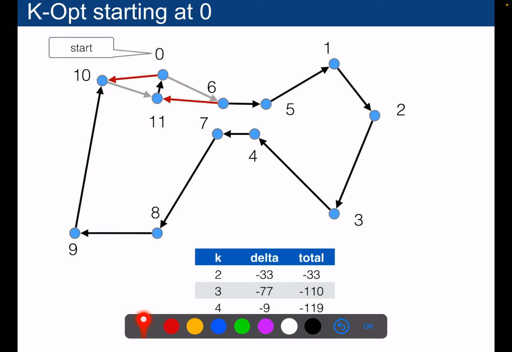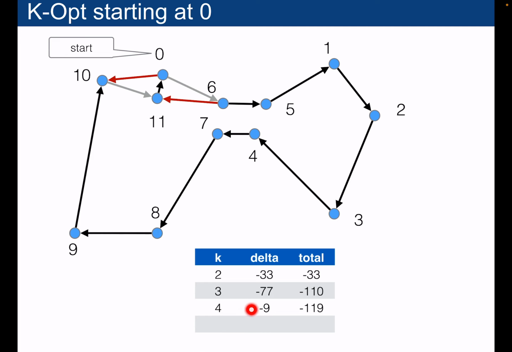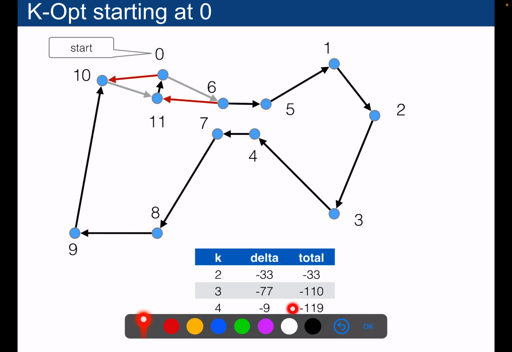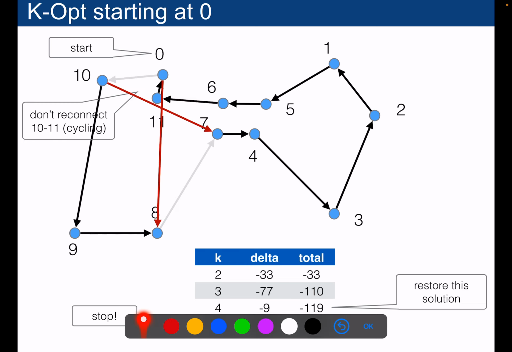Let's continue from there. So we add this one, we remove that one, we add this one, and we remove that one. And you see that that was also interesting. Now we have minus 9, so we have minus 119. We continue where we just arrived, which was at vertex 10.